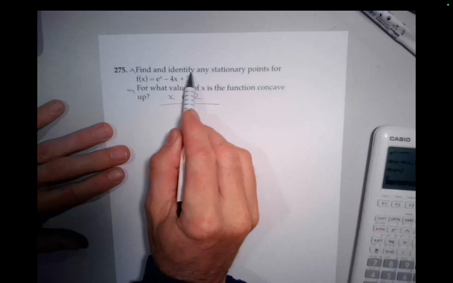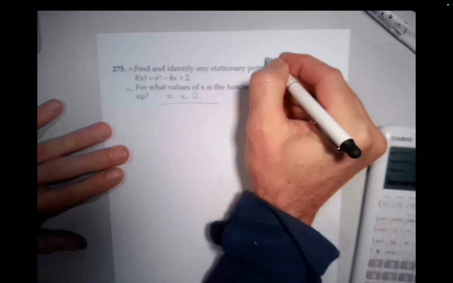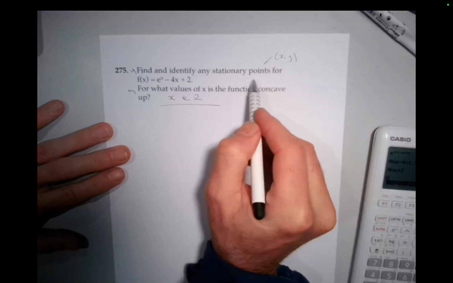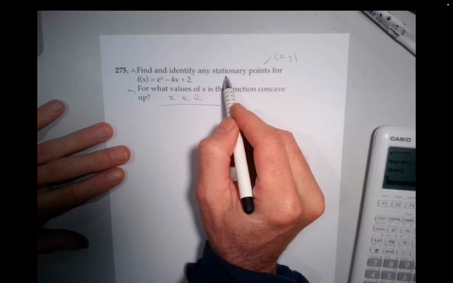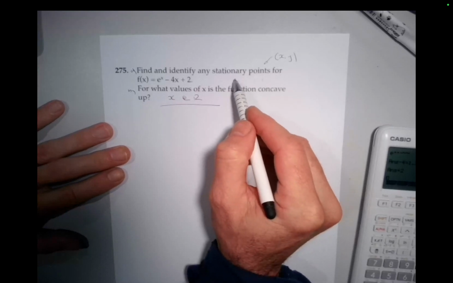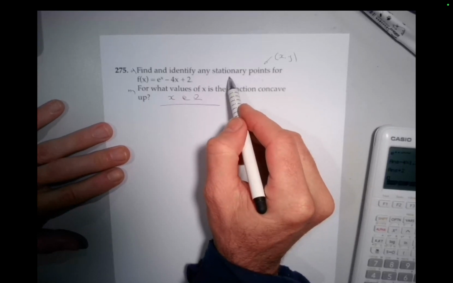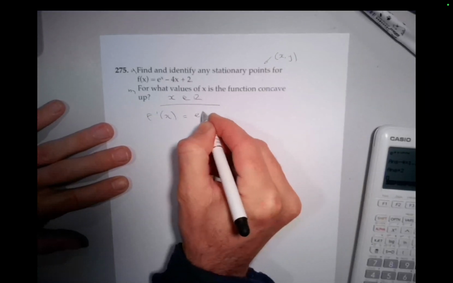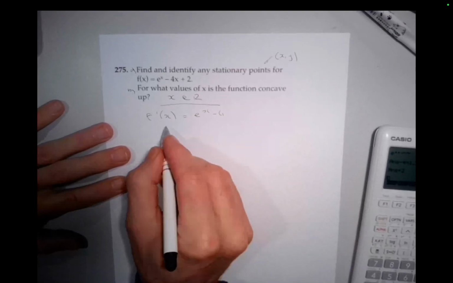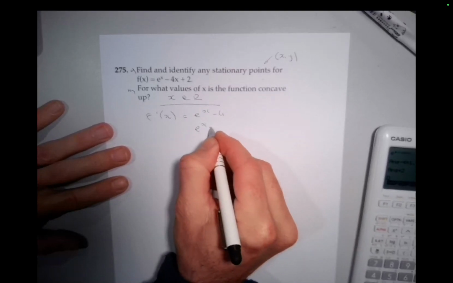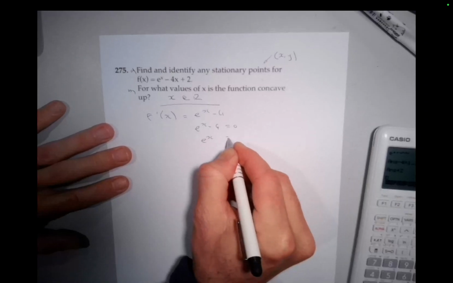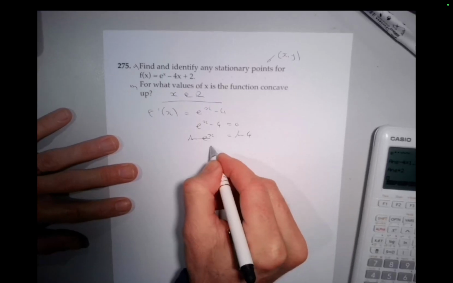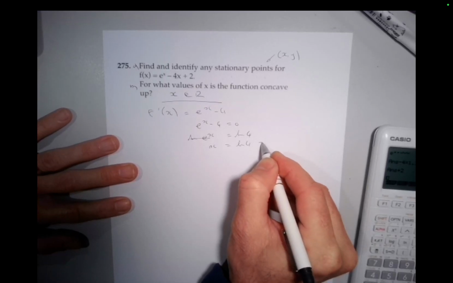So to find and identify any stationary points, let's remind ourselves that's an XY coordinate point, and is it a maximum, minima, or point of inflection? Don't forget, inflection points could have a zero gradient there. Right, so what we need to do is simply differentiate, and that gives us e^x - 4. We need to solve this, put e^x - 4 equal to 0. So e^x equals 4. And if we take the natural log of both sides, that's going to cancel that out. So there is the value.